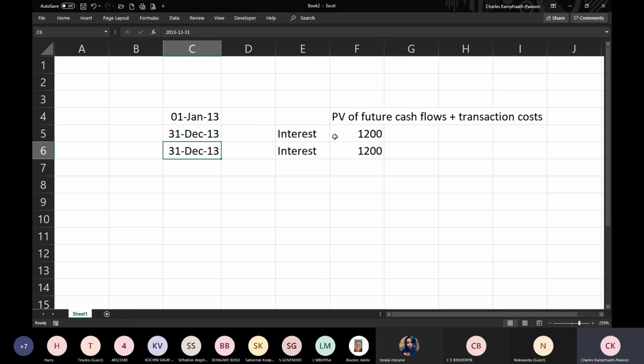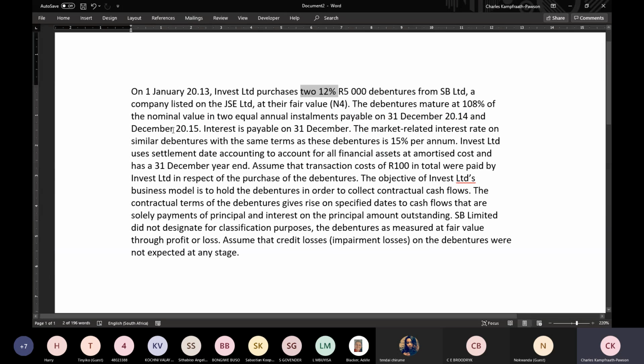Same for 2014, and 2013, because we got it on the 1st of Jan 2013. So the full 2013 year and the full 2014 year. And the 2015 year. But they say interest is payable on 31 December. And here they say the debentures mature at 108% of the nominal value in 2 equal annual installments. So we already know what that cash flow will be.